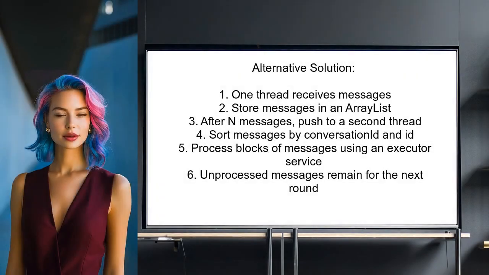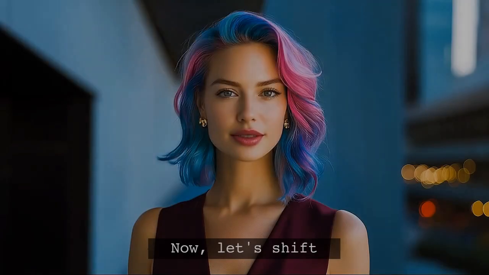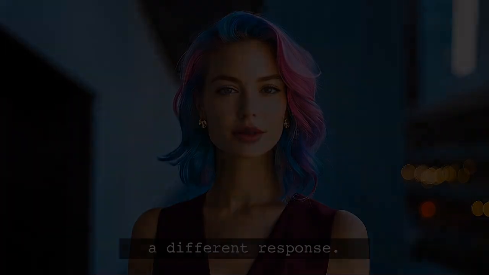An alternative approach involves using a single thread to receive messages and store them in an array list. After collecting a set number of messages, this thread pushes the list to another thread. This second thread sorts the messages by conversation ID and message ID. It then processes blocks of messages that can be handled together, using an executor service for processing. Any messages that can't be processed immediately remain in the list for the next round.